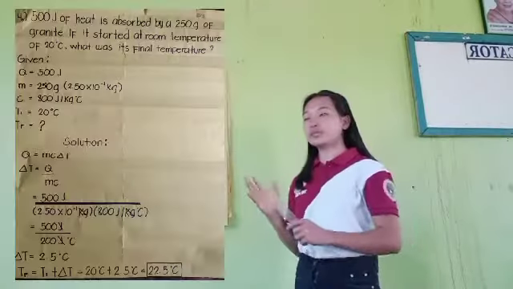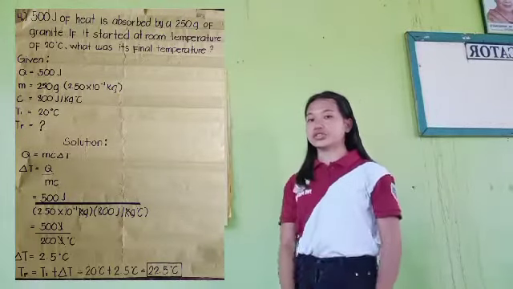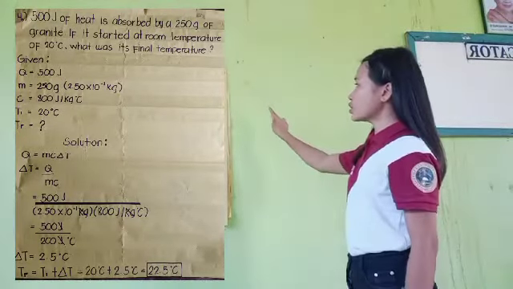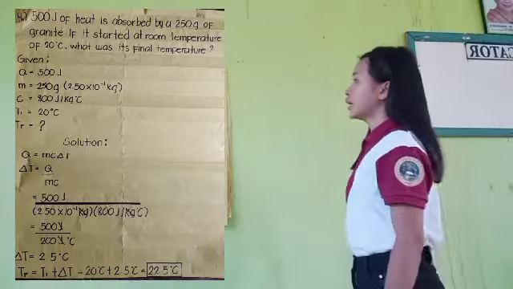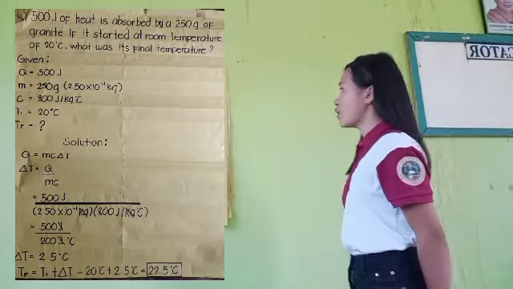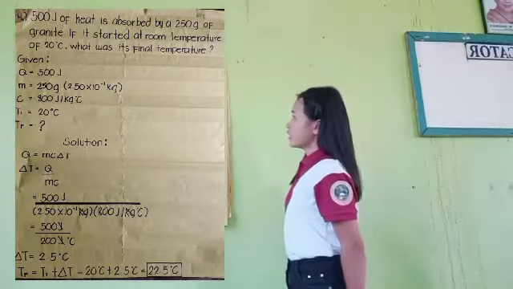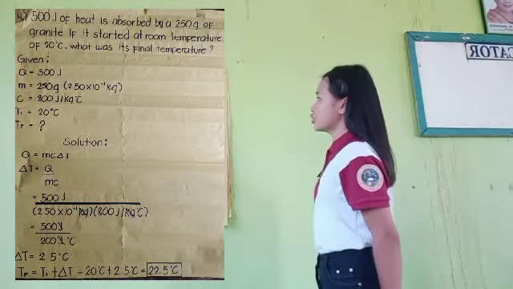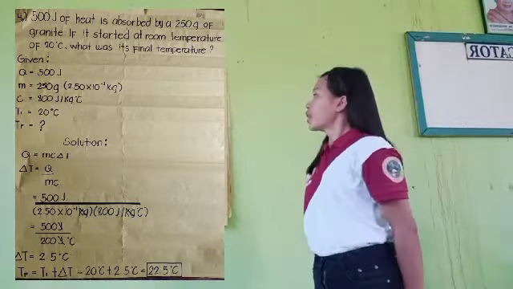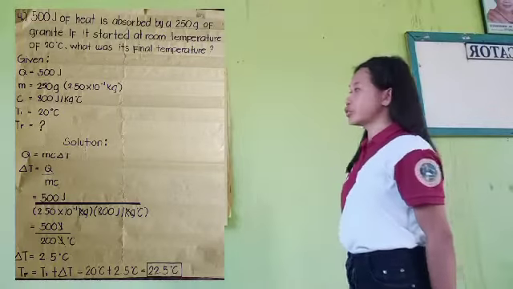The fourth sample problem for heat energy. 500 joules of heat is absorbed by 250 grams of granite. If it started at room temperature of 20 degrees Celsius, what was its final temperature?